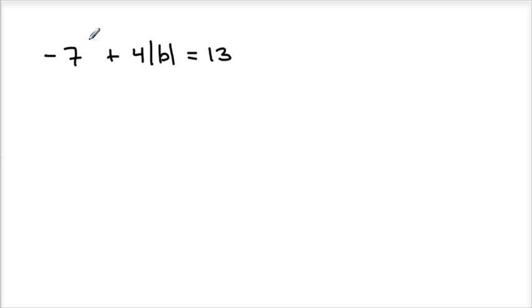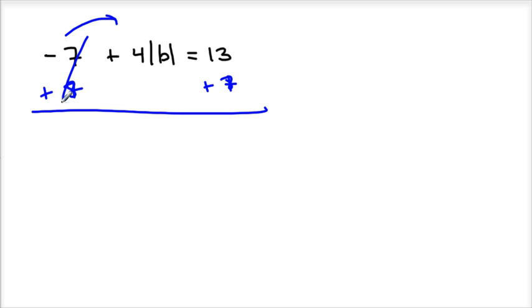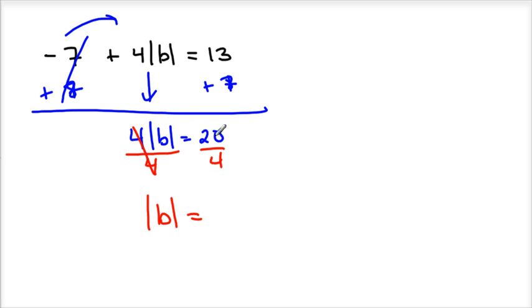Next example, negative 7 plus 4 times the absolute value of b equals 13. So we're going to take two steps in one. First, I'm going to bring my negative 7 over. So add 7 to both sides. My 7 simplifies, bringing down my 4 times the absolute value of b equals 13 plus 7. We have 20. Now let's isolate the absolute value of b by getting rid of the 4 by dividing by 4. Divide both sides by 4. The absolute value of b is equal to 20 divided by 4, or 5. And at this step we can say b equals 5 or b equals negative 5.